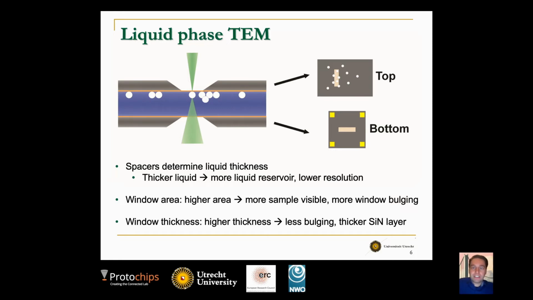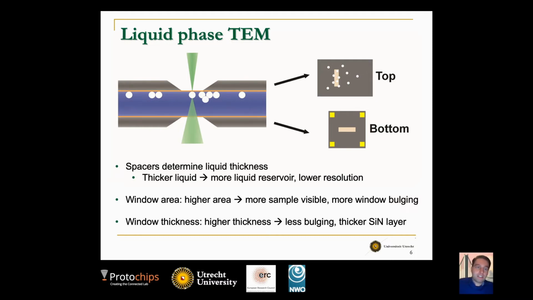Another important aspect is the overall area of the window, because a higher area means that you have more sample visible and you can look at more of your sample, which can give you better statistics. But a problem is that because there's a big pressure difference between the inside and the outside of the liquid cell, the windows actually start to bulge a bit, locally increasing your liquid thickness again. And this will then again lower your resolution.